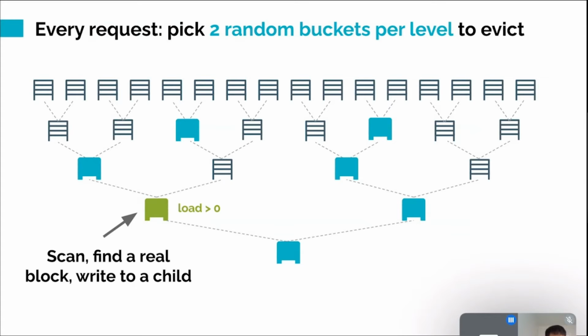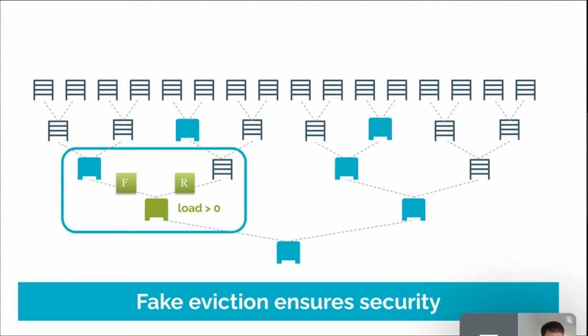What we are going to do is scan through the green bucket, find the real block, remove it from the green bucket, and write it to one of the children. There is only one correct child you can write it to, because the block is assigned to some designated path. Suppose the block I want to evict wants to go right. In this case, you have to make a fake eviction on the left-hand side, because you don't want to disclose which side the evicted block is going to.